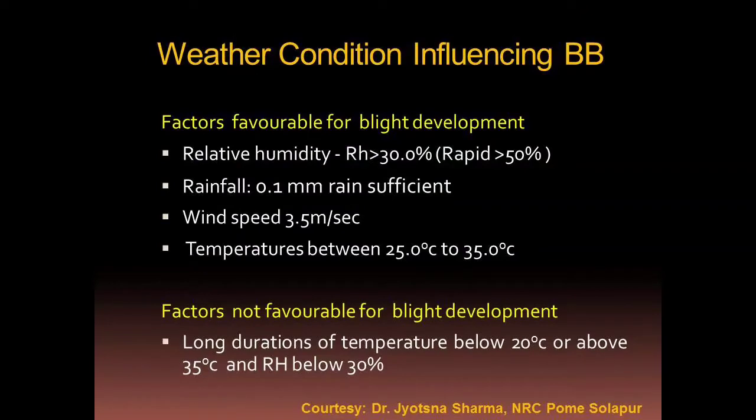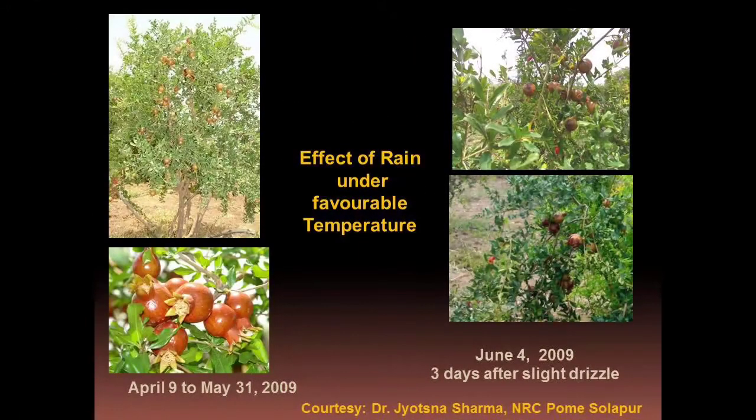Relative humidity of more than 50%, and rainfall of 0.1 mm are sufficient for development of this bacterial disease. These are some predisposing factors for development of this bacterial pathogen.